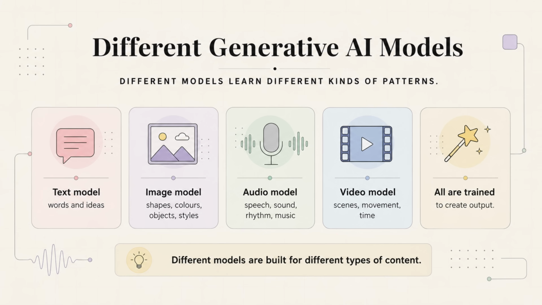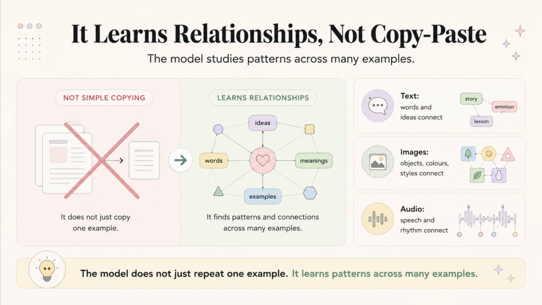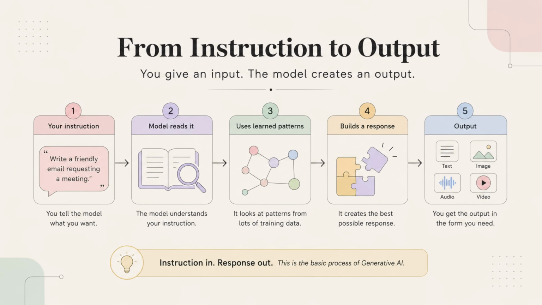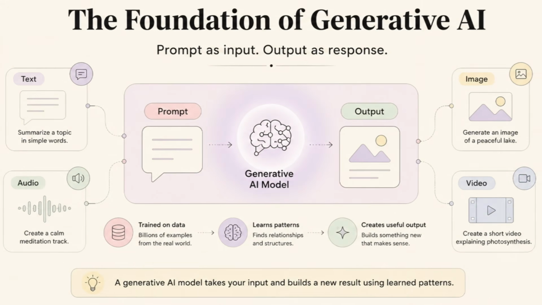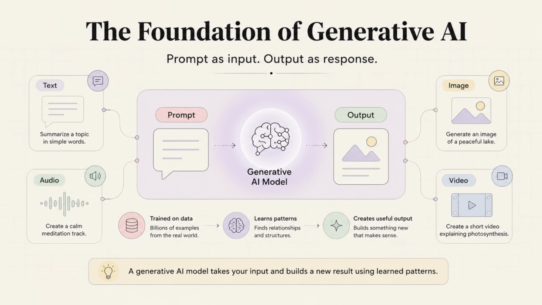An audio model learns patterns in speech, sound, rhythm, and music. A video model learns how scenes, movement, and time connect. When you give the model an instruction, it uses these learned patterns to build a suitable response. The instruction is the input, the created result is the output. This simple input to output process is the foundation of generative AI.